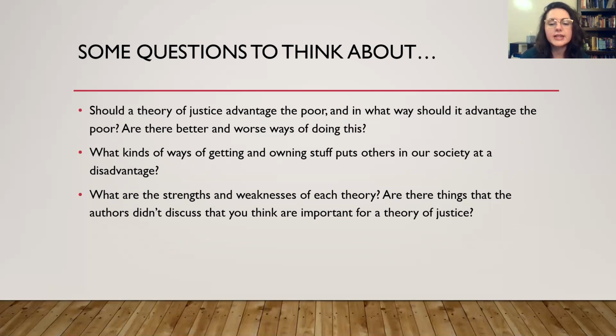Are there things that the authors didn't discuss that you think are important for a theory of justice? So remember that we are taking in new information. We're learning about new and different theories, but you don't have to take for granted that they're right. As you're reading, do you get the sense that maybe they're not talking about something that's important to justice that should be talked about? That's an important thing for us as philosophers to consider. We want our theory of justice to be as comprehensive as possible. And in trying to make sure that members of society are not disadvantaged, we want to make sure that we cover all the corners. So, what are the strengths and weaknesses that you see of each theory?